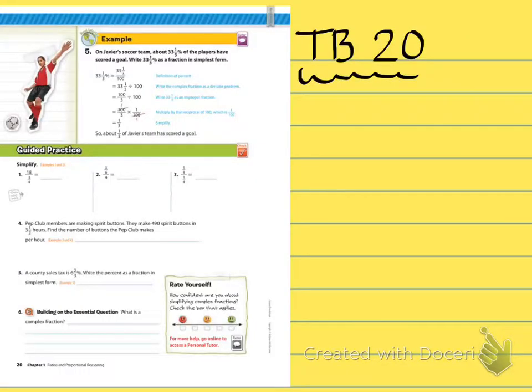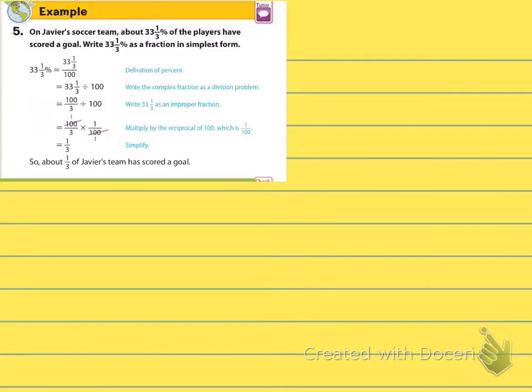All right, so now we're looking at textbook page 20, and we're going to look at this example. It says, on Javier's soccer team, about 33 1/3% of the players have scored a goal. Write 33 1/3% as a fraction in simplest form. So on your paper, I would just like you to write the part that I underlined here in red. Write 33 1/3% as a fraction in simplest form. And then you're going to do the problem.